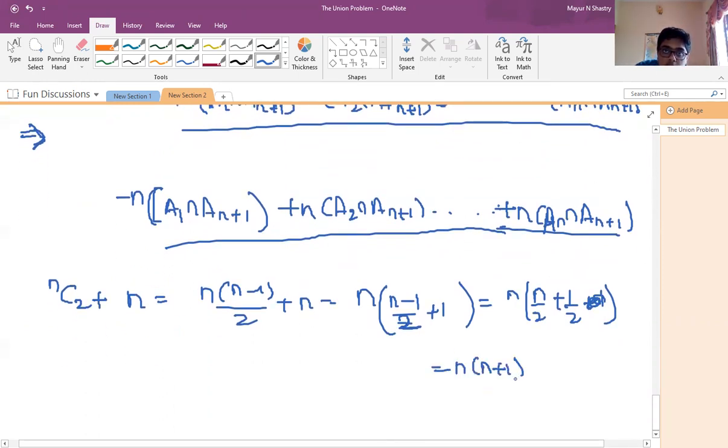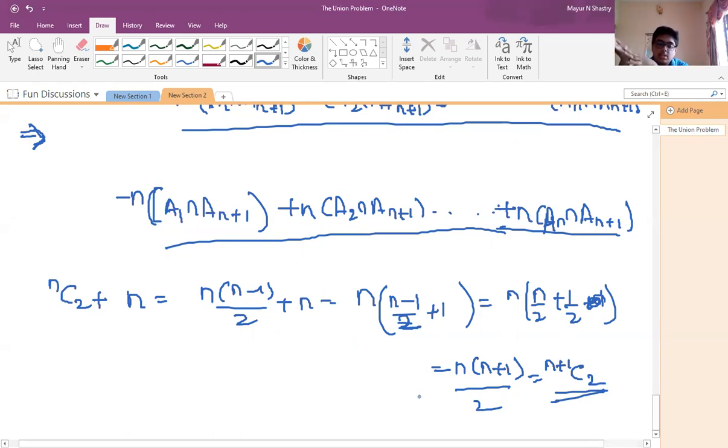N times n plus 1 by 2. That is equal to n plus 1 choose 2, if you see. And that means even the second part, the two intersections, that is Ai intersection Aj for all i not equal to j, is also matching for An plus 1. So in the same way, you could see that this thing is actually true for any n.